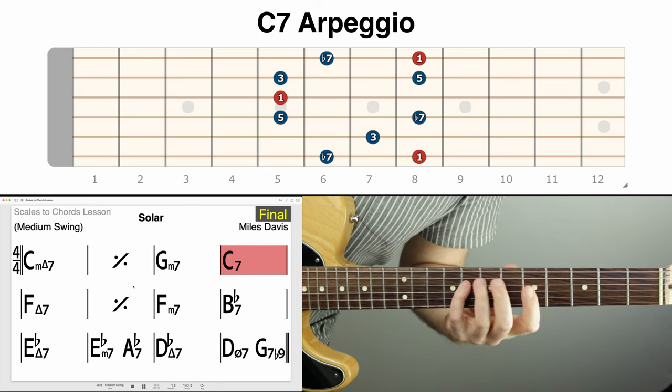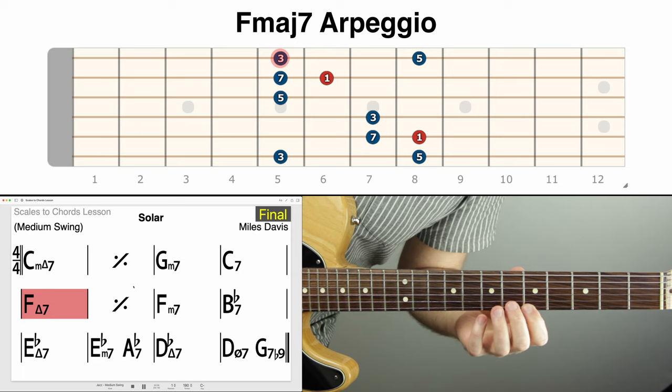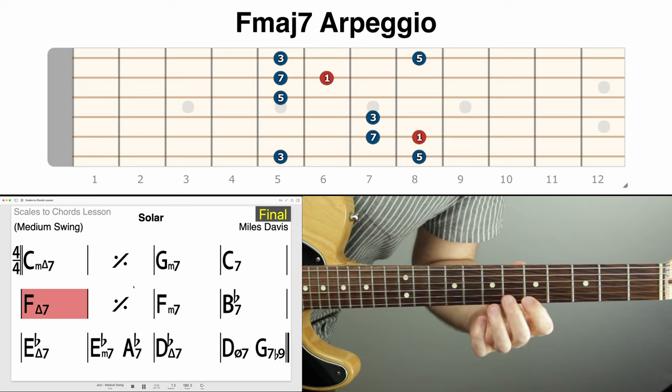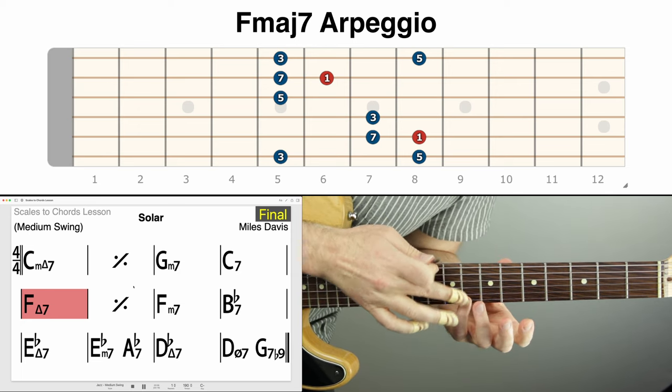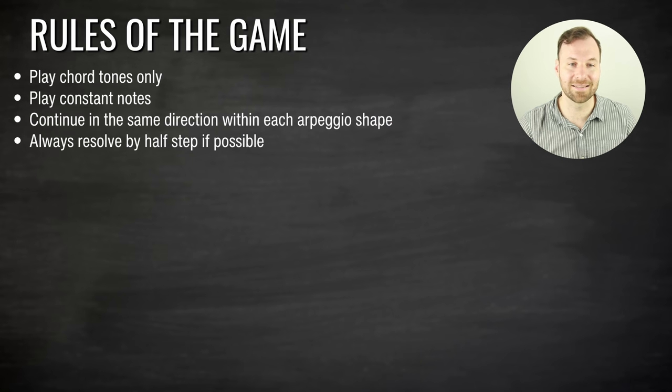So 1 and 2 and 3 and 4 and one measure of C dominant 7, that's the resolution note right there. Okay, now I would keep going the direction I was going, and there's only one note left, and then I turn back around and keep working on it. You're going to see all of these examples, but resolve by half step at all times when you can. When the last note you played before the chord change has a half step away to resolve to the next one, you do that.